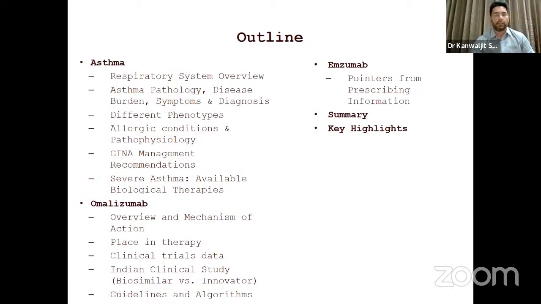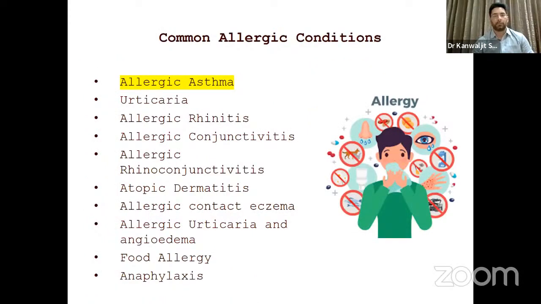So this is the outline of the topics we are discussing today. We will be discussing asthma first, then we will be discussing omalizumab in detail. So what are the common allergic conditions that we see in our daily practice? This includes allergic asthma, urticaria, allergic rhinitis, allergic conjunctivitis, allergic rhinoconjunctivitis, atopic dermatitis, allergic contact eczema, allergic urticaria and angioedema, food allergy, and anaphylaxis. But we will be discussing in detail about allergic asthma.